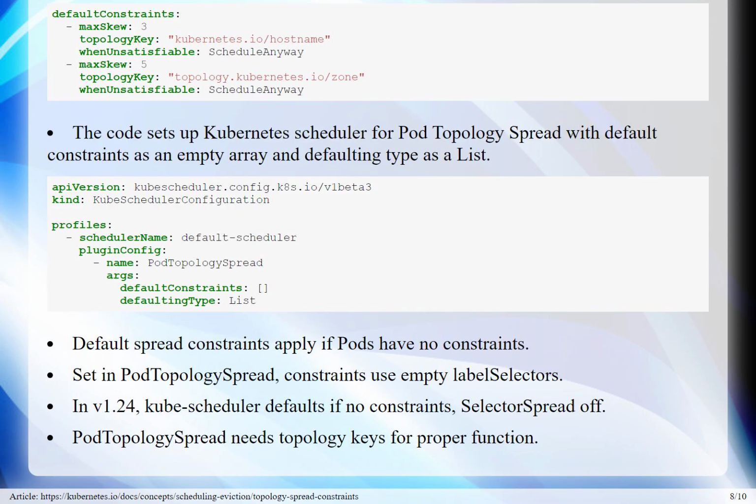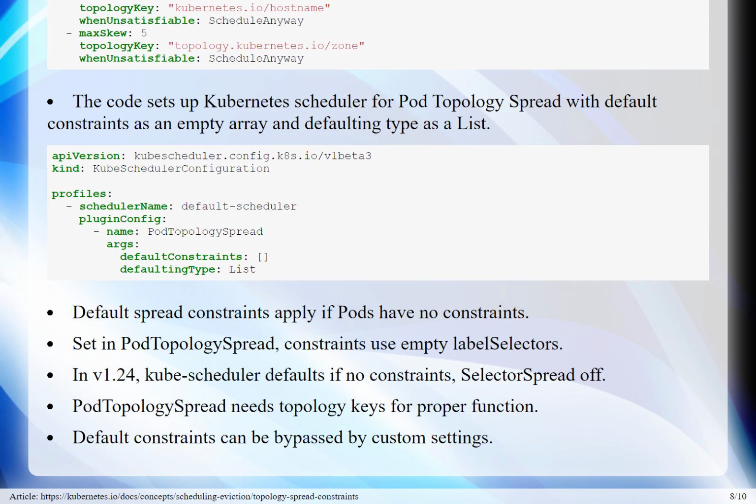Note: the PodTopologySpread plugin requires topology keys. This differs from the legacy plugin. Absence might affect constraint behavior unless customized. If nodes lack kubernetes.io/hostname or topology.kubernetes.io/zone labels, customize constraints. Defaults can be bypassed by setting the defaulting type to List in the plugin configuration.